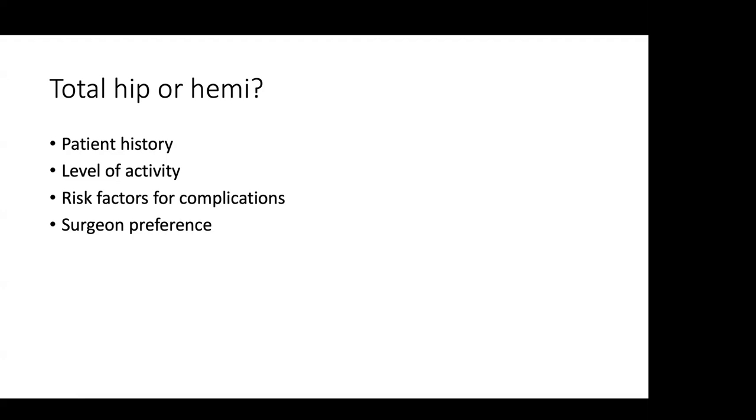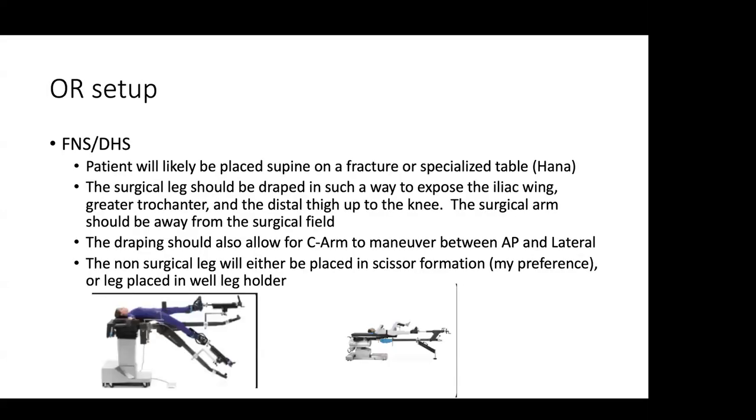And then also surgeon preference. If there's an arthroplasty surgeon that's on call, they may feel more comfortable doing a total hip on someone that's kind of in between, whereas someone that doesn't do a lot of totals may do a hemiarthroplasty and the patient will do just fine. So it's also surgeon preference.